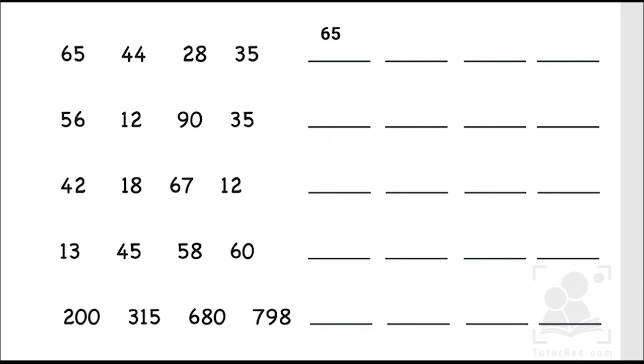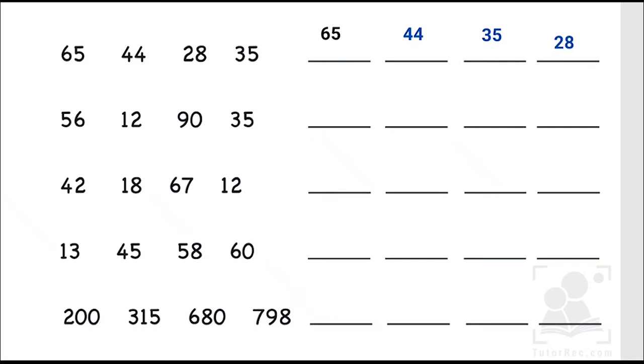Then 44. Then 35. And then 28. So this is how we correct the order from the biggest to the lowest, which is descending order.